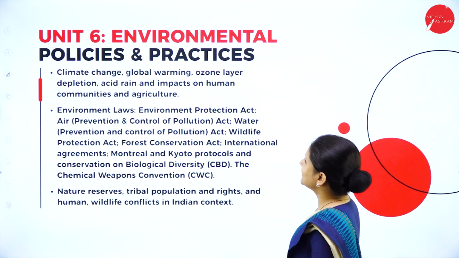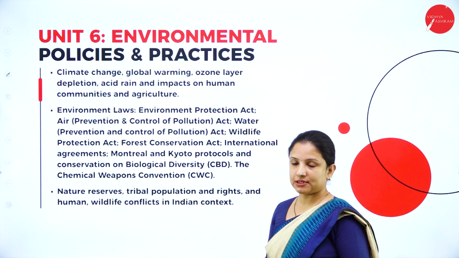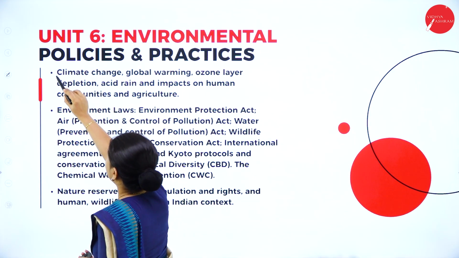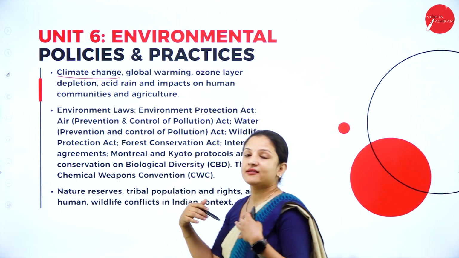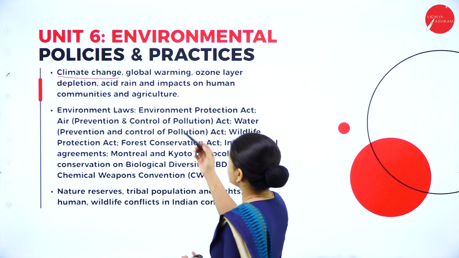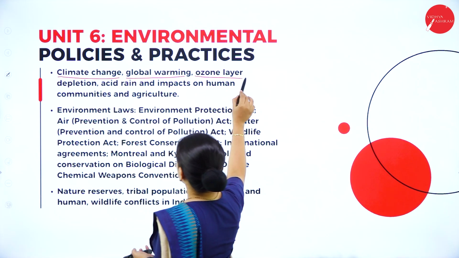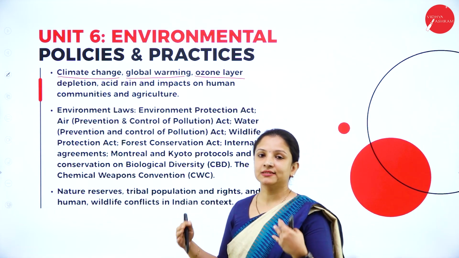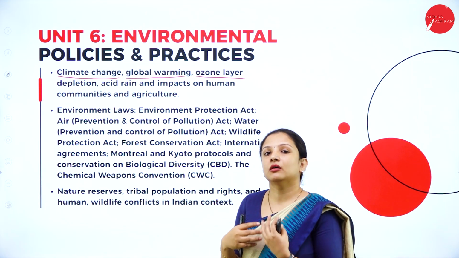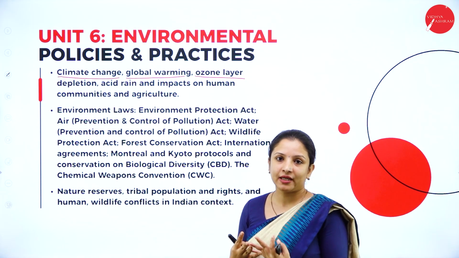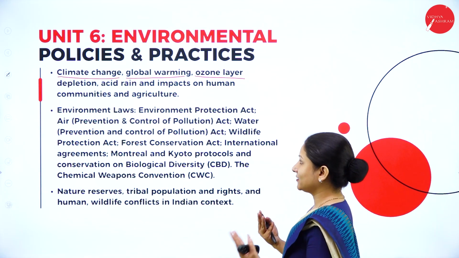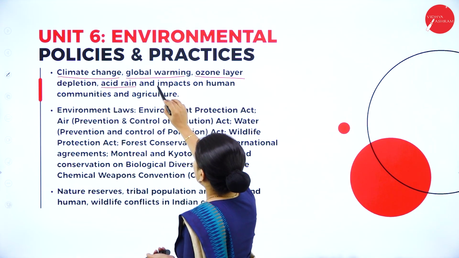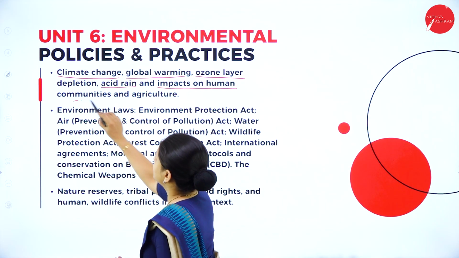So Unit 6 is environmental policies and practices. So here we need to know about the climate change, various activities or various summits related to climate change, global warming, ozone layer depletion. Of course, the scientists are saying that the ozone layer is coming back to life, or the hole in the ozone layer is just reducing. That is what they are saying. And we need to know about the acid rain and the impacts on human communities and agriculture.